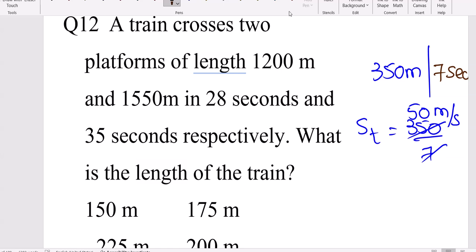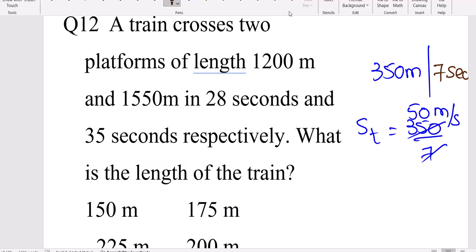Some exams ask this directly: what is the speed of the train? Option 50 will be there, but they may ask kilometer per hour. Then you should make sure you convert that into kilometer per hour. That is also one of the things you have to be careful about. Here, no problem. The given question is in meters and seconds, and the options are in meters. No need to convert. But there are some questions where the question is in meters and seconds, and the options are in kilometer per hour. Then we need to convert meter per second to kilometer per hour. We need to be careful.